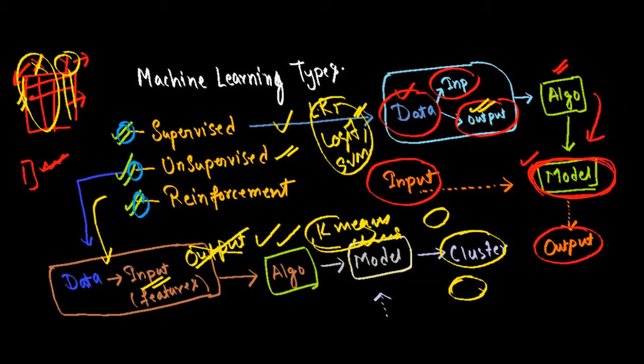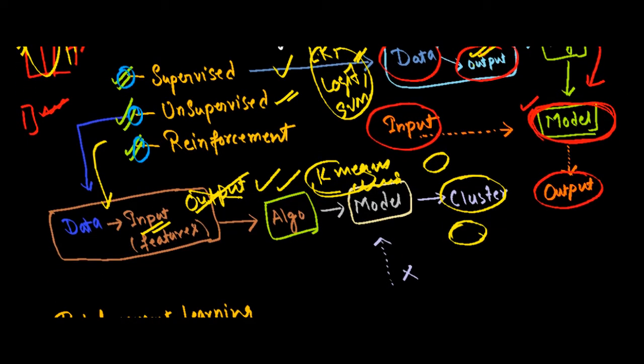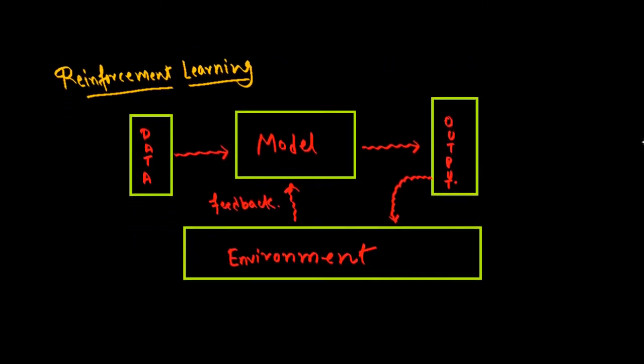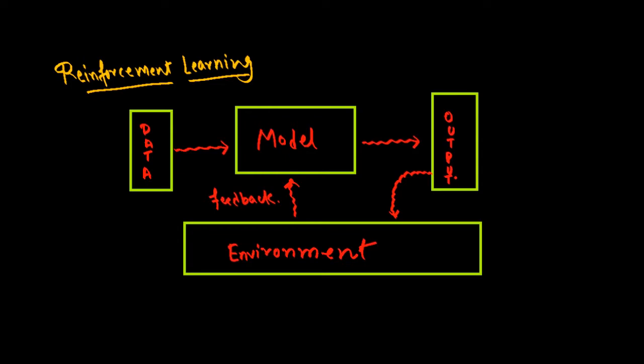Now let's see the third category of machine learning algorithms. The third category is reinforcement learning. So what happens in reinforcement learning? Data is given to the machine, it creates the model, and the machine itself is able to communicate with the environment. Let's consider a practical example here.